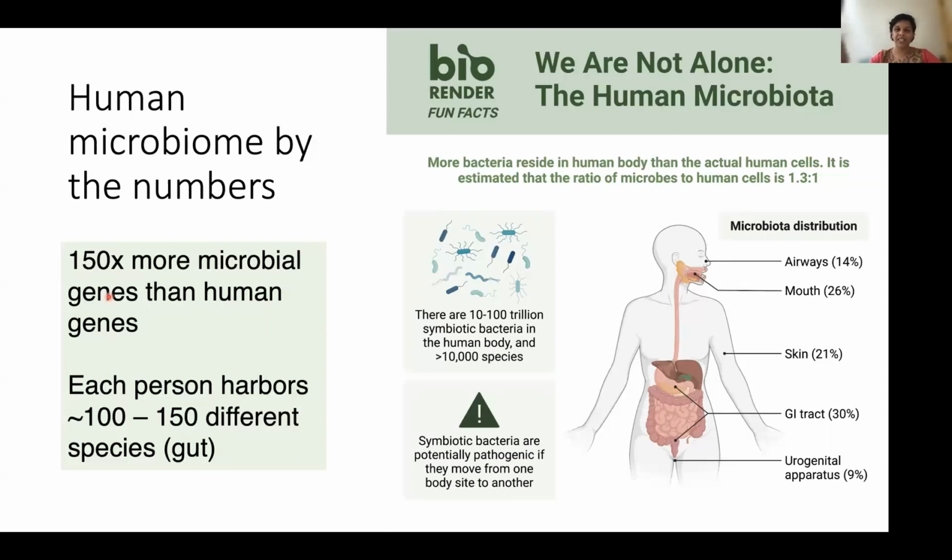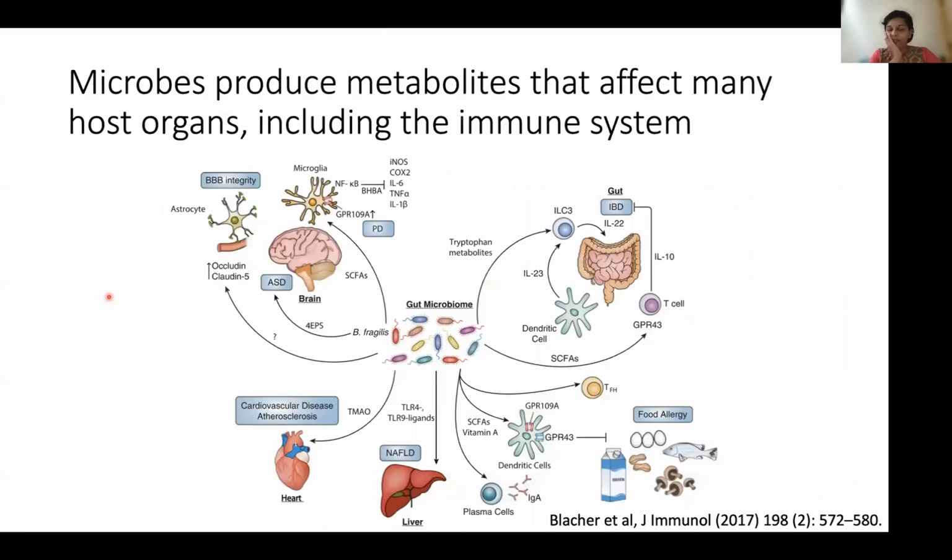And those are those genes that are encoding for enzymes and proteins that do all this important stuff for us. So this slide is just to indicate that there's a lot of microbes, they have a lot of genes, they're doing things to us, and we're still trying to figure all of that out.